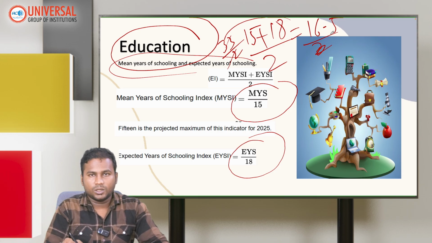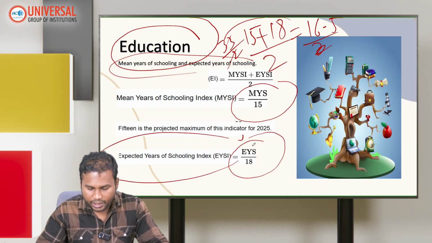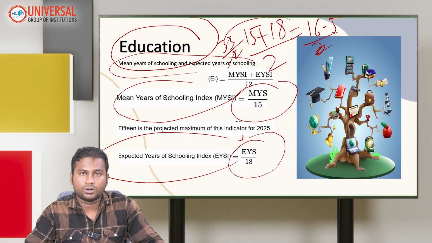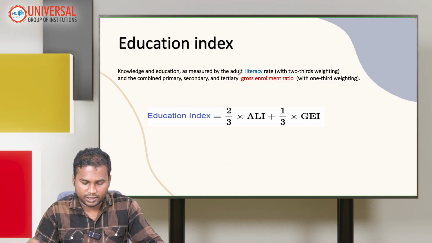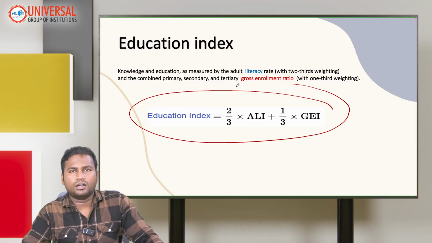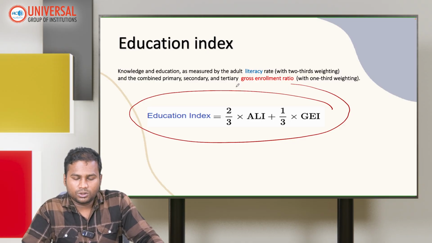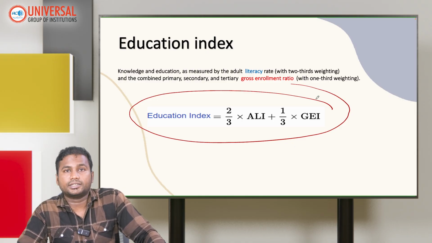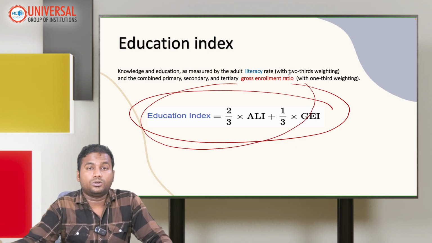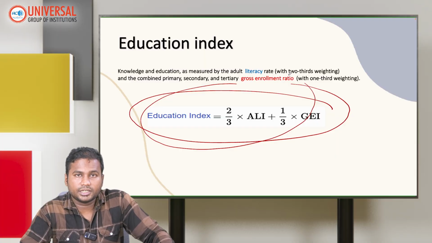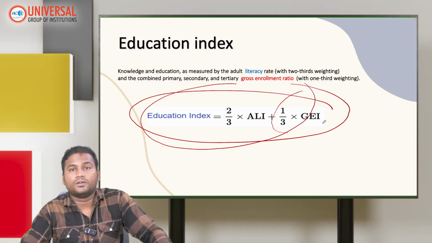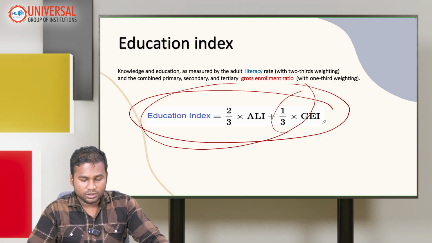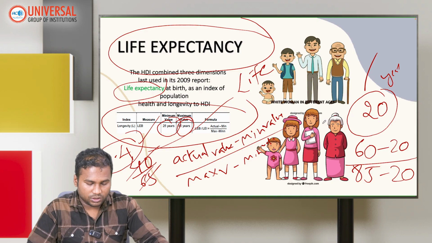So this happens with the expected years of schooling index and also the mean years of schooling index when we take the average of it. This is important. The formula which is now being used takes two-third weightage for the average literacy index and one-third weightage for the gross enrollment index. But we'll go with the conventional one. So I'll go back and forth.